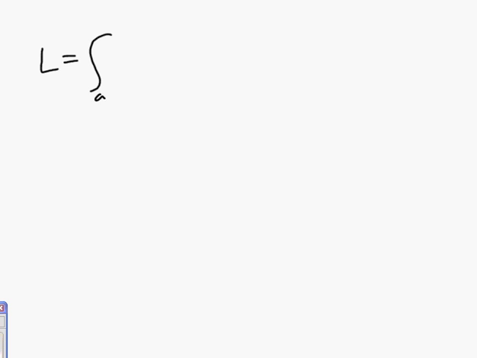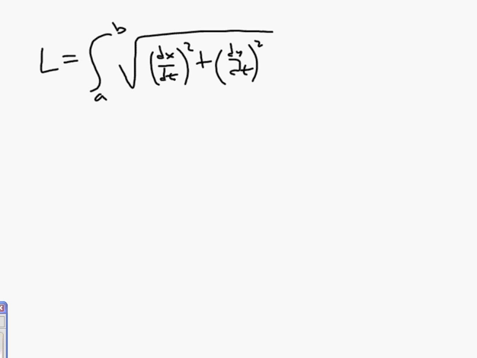We know that arc length equals the integral from a to b of the square root of (dx/dt) squared plus (dy/dt) squared, dt. Okay, and this is assuming we have a curve in the 2D plane that's parameterized with functions x of t and y of t. And we're going to have one extra restriction if we think about this.